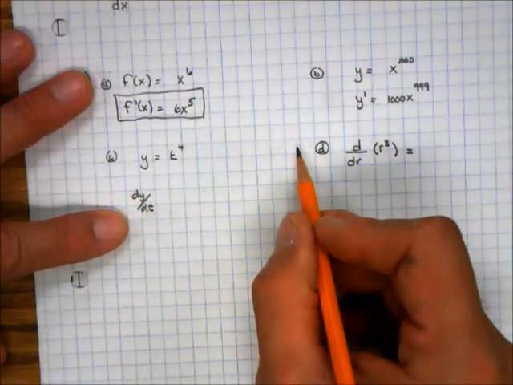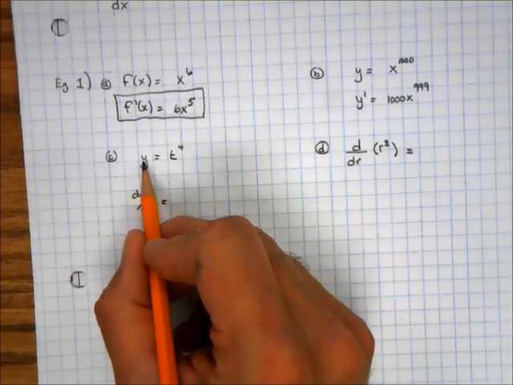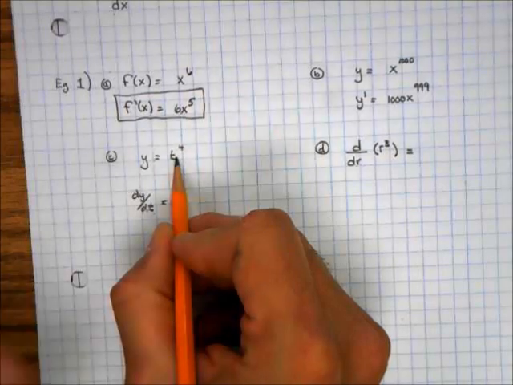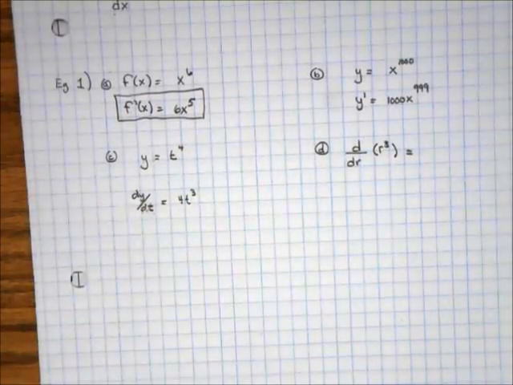Okay, comprende? So now notice, my dependent variable is y and my independent variable is t. So the variables can change. So this would be 4t to the 3rd power.